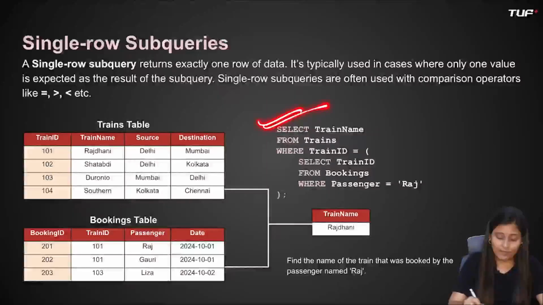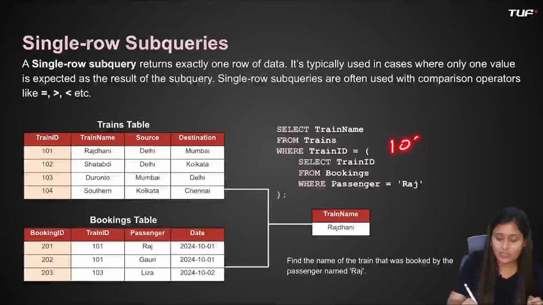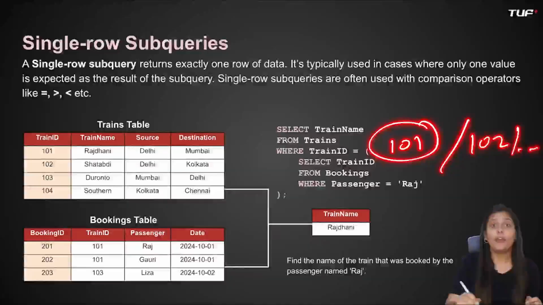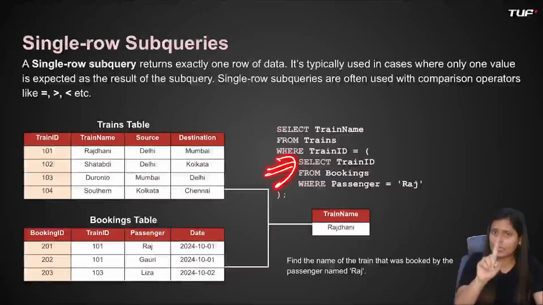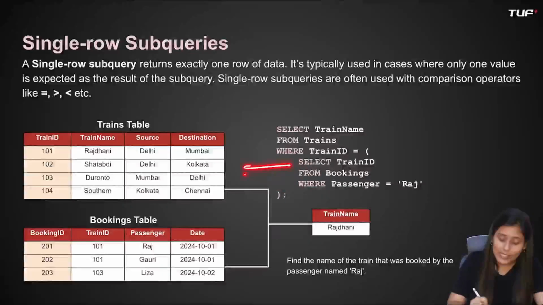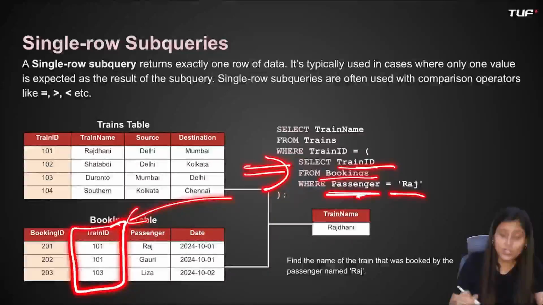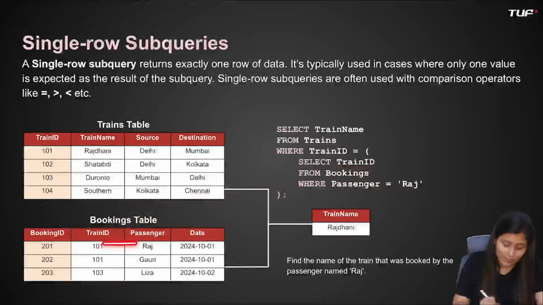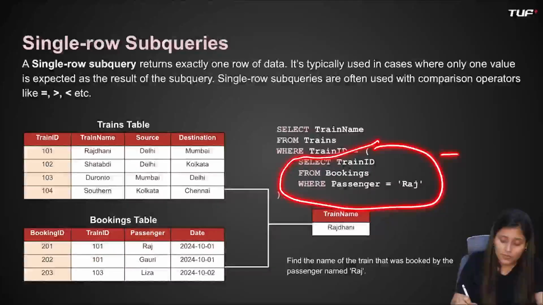We are selecting train name from the trains table and giving the condition where train ID should equal something. As it is a subquery, instead of directly giving the train ID as 101 or 102 and so on, we give the subquery here, and that subquery will give you a single result. So what is the subquery? The subquery is selecting the train ID from the bookings table where passenger name is Raj. Passenger name is Raj for only train ID 101, so this will give you the final result as 101.